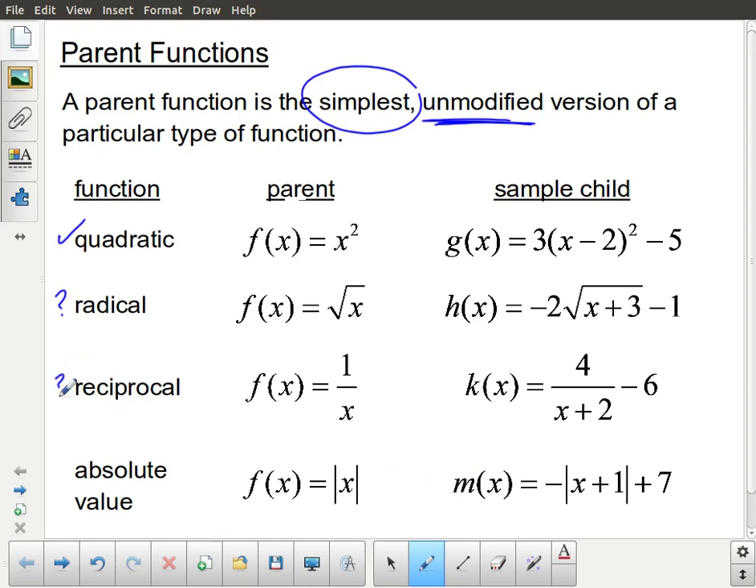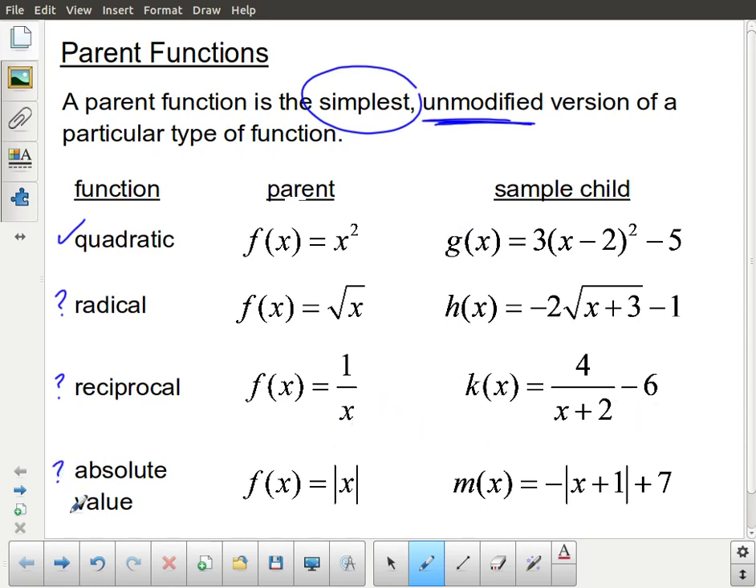Another function that this one may be even newer to you than the radical function is the reciprocal function. So it just means we take 1 over whatever we're considering. The simplest thing to consider would just be x, so the reciprocal function 1 over x. And so here I've got an example of a parent. Doesn't look quite the same as those other two, but again, those ideas are still there. We'll talk about them in the future.